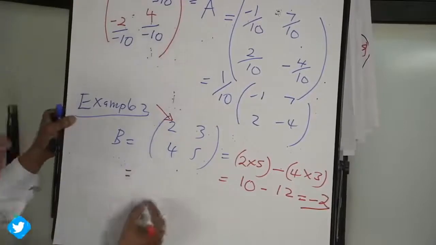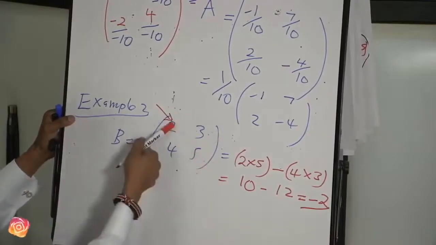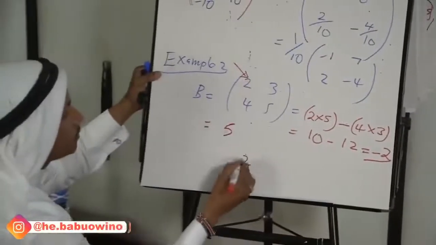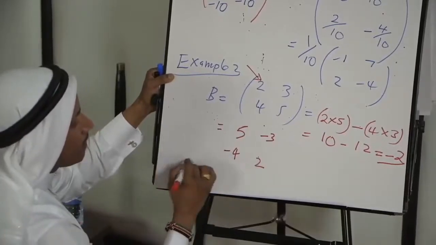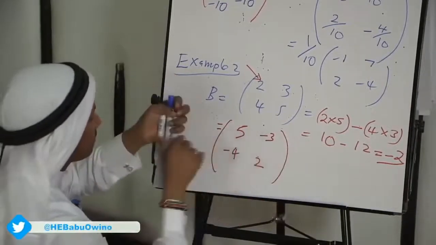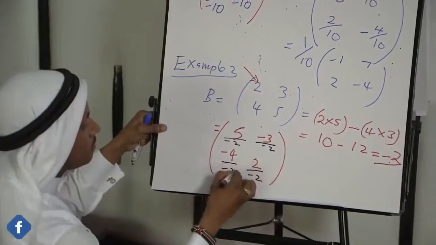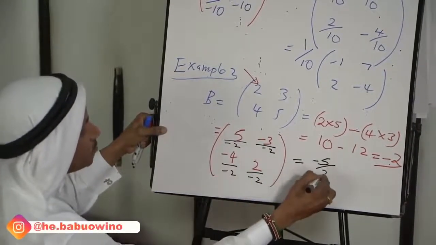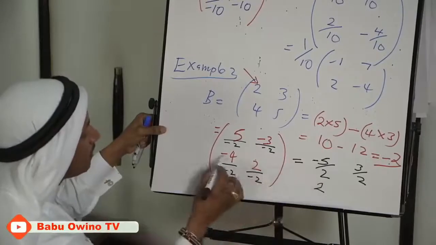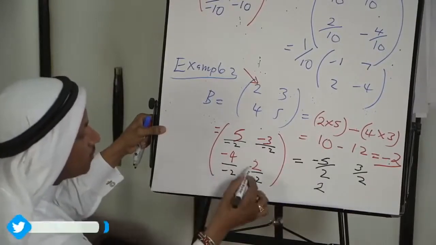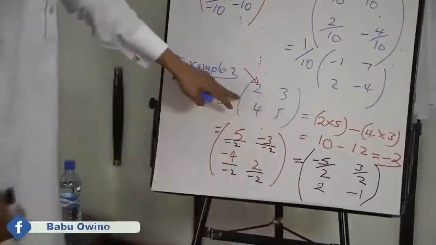After that, whatever is along the leading diagonal, swap them or interchange them. So 5 comes up here, 2 goes down. Then whatever is here, change the signs. So this becomes minus 3, this becomes minus 4. Then whatever you get, just divide by the determinant, which is minus 2. So here we get minus 5 over 2. This we get 3 over 2. This we get 2, minus 4 divided by minus 2 is 2. 2 divided by minus 2 is minus 1. So this is the inverse of B.